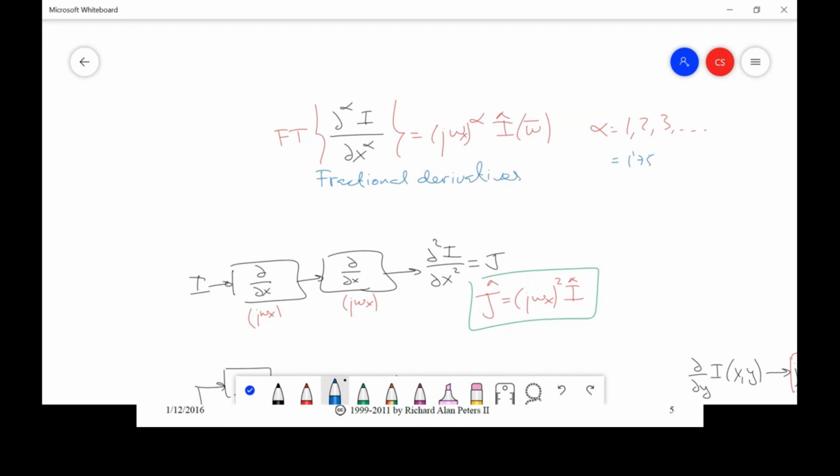This is a very nice concept. It is a generalization of the derivative. You already know by calculus how to compute the first derivative, the second derivative, the third derivative. But now in the Fourier space, you can calculate 1.75 derivatives or whatever number of derivatives. Simply you have to do the Fourier transform of your signal, multiply by this filter, and then do the inverse Fourier transform. So this is very nice.